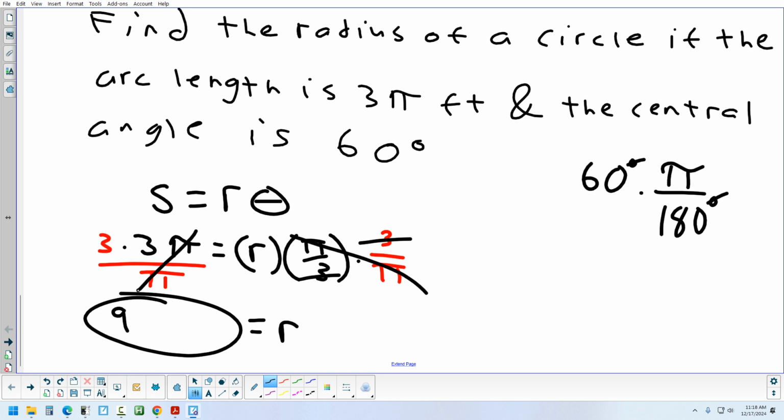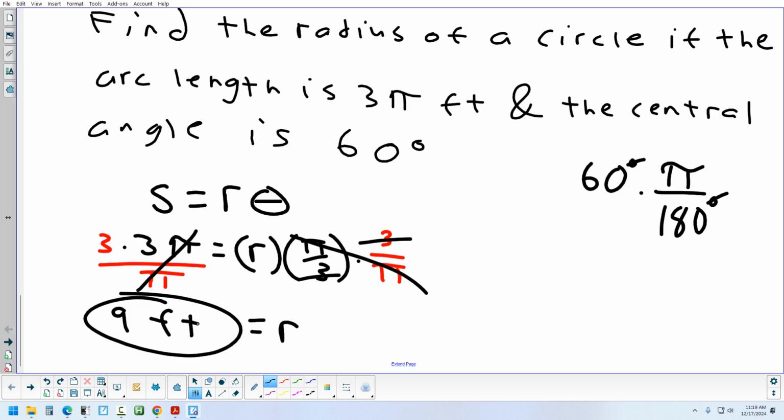And remember, that's a radius. So what should be our unit on that? Feet. Radius, again, that's another example of a length. So that's 9 feet. So that's the idea of the arc length formula. They give you two variables, and you solve for the one you don't know. Any questions on that?